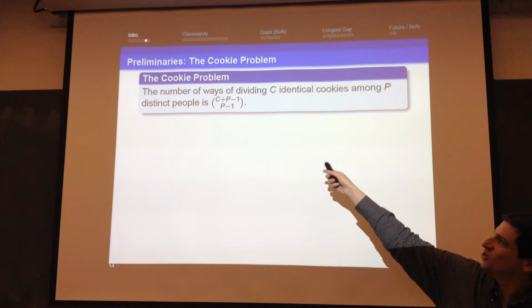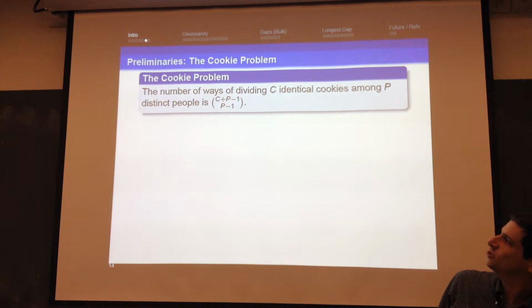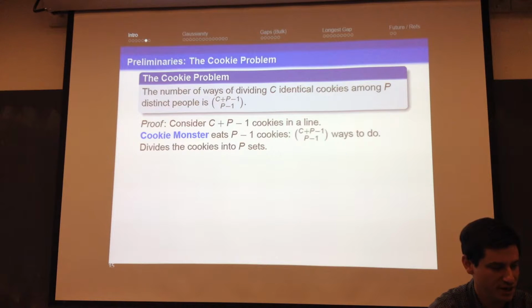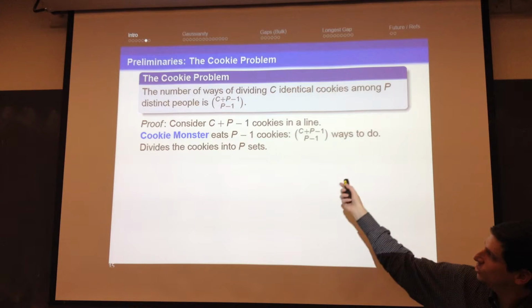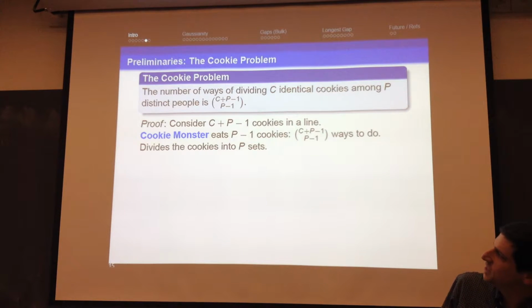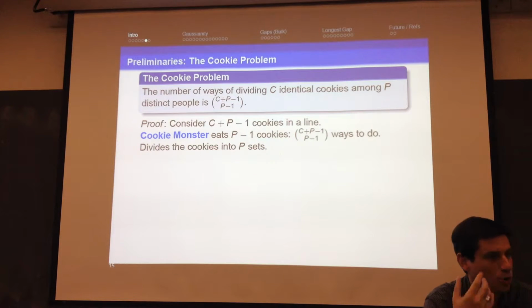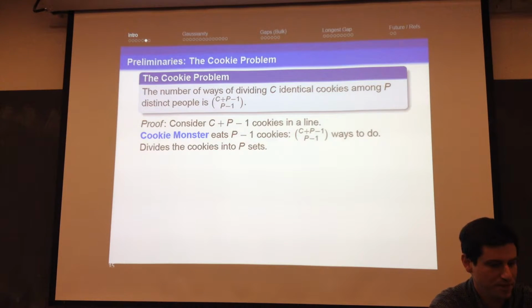Alright, so the number of ways of dividing C identical cookies among P distinct people is C plus P minus 1 choose P minus 1. This is such a great concept I want to go through the proof again. So we have C plus P minus 1 cookies in a line, Cookie Monster comes, he eats P minus 1 cookies. How many ways are there to do it? Well, that's the whole definition of n choose k. And it divides the cookies into P sets.